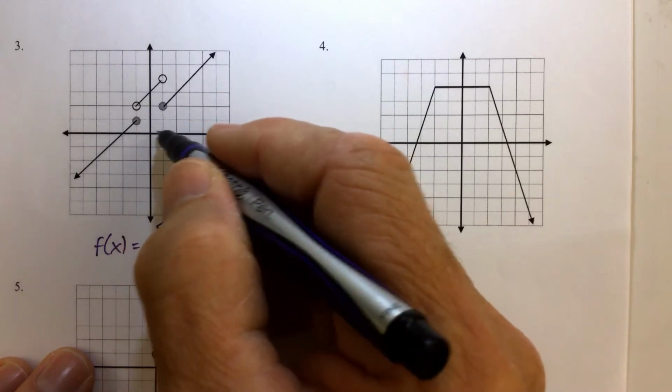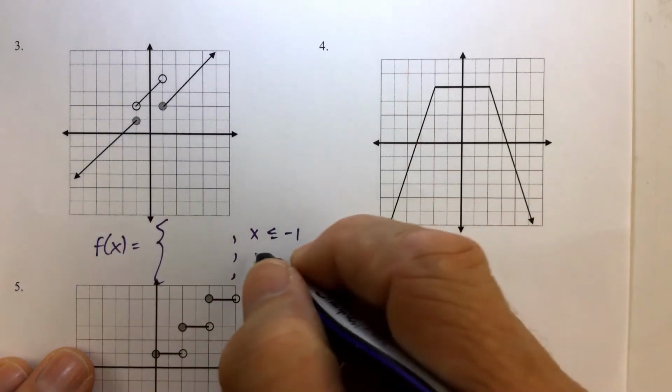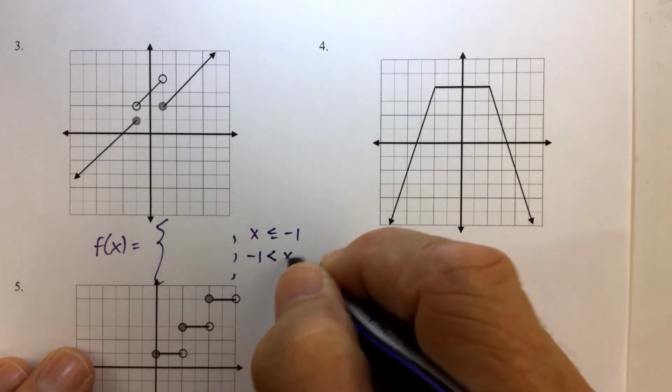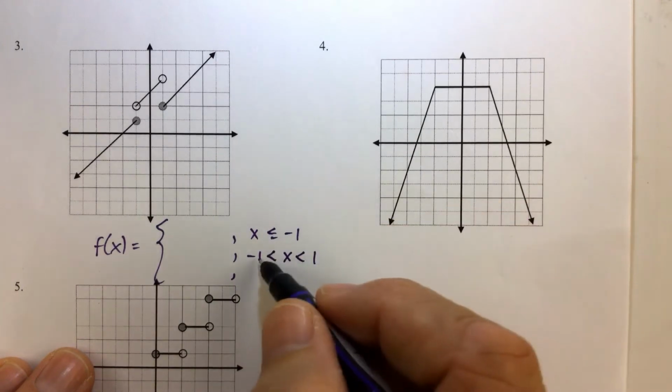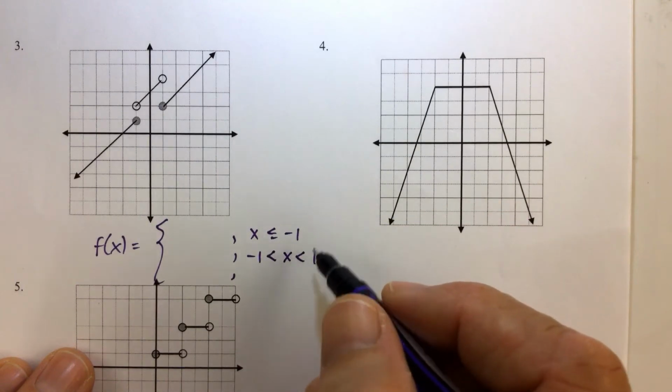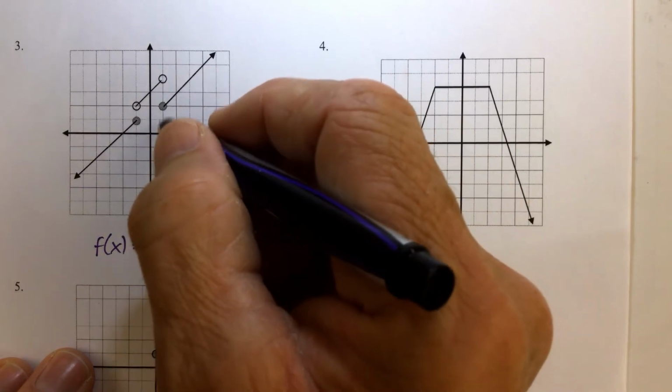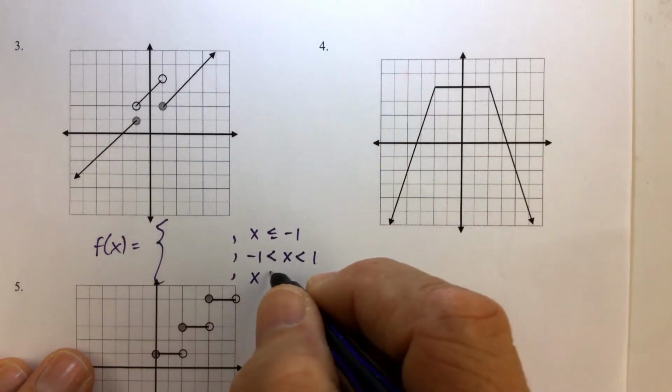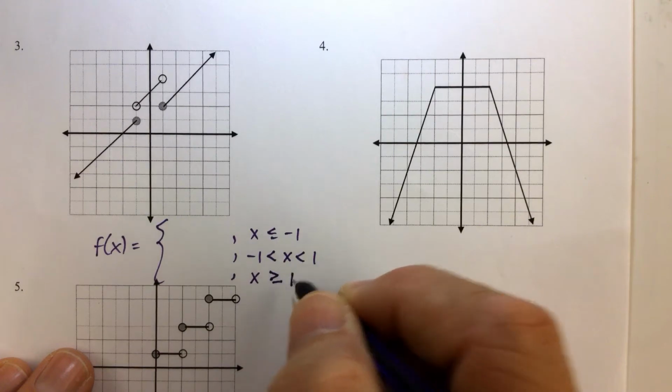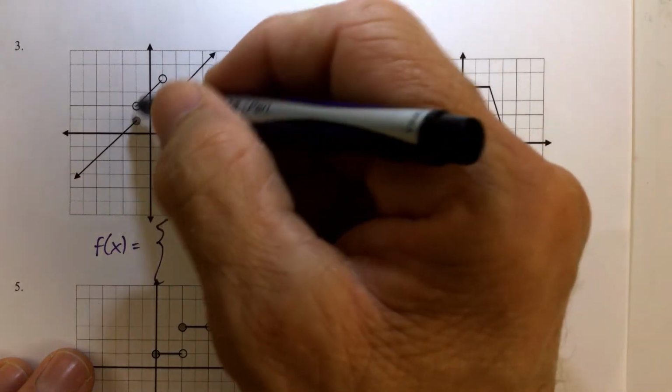And then we have the second piece between -1 and 1. So -1 less than x less than 1. X is between -1 and 1, not including -1 and 1. And for the third piece, we can see clearly that x is greater than or equal to 1. And so we have the 3 pieces.